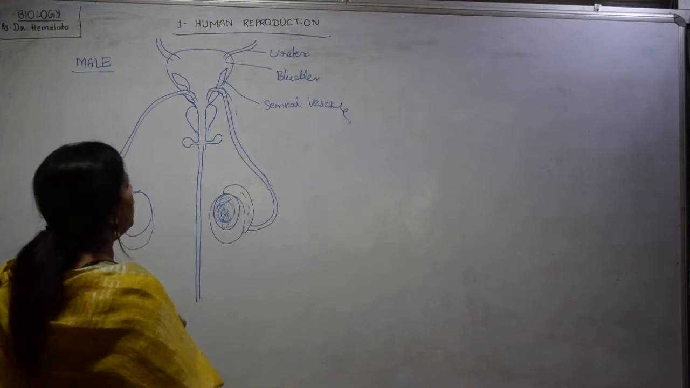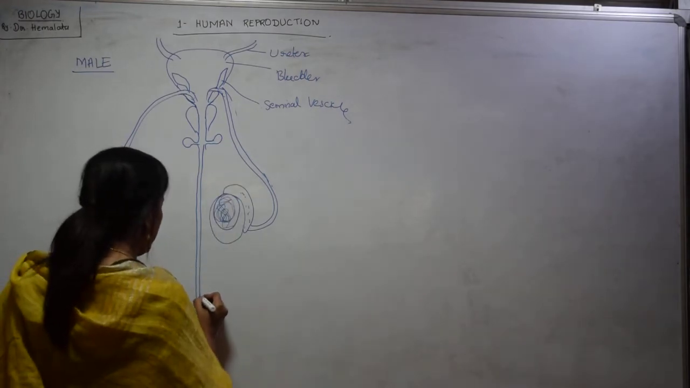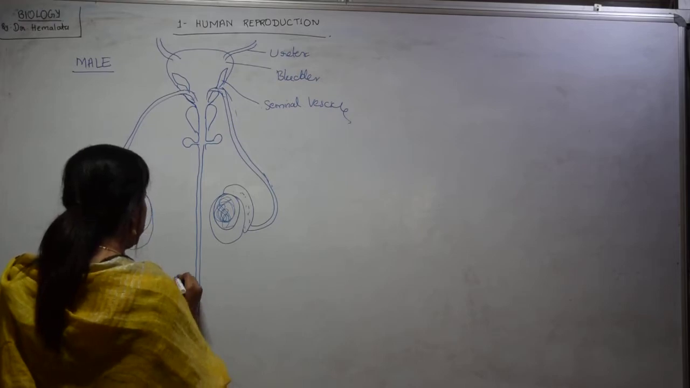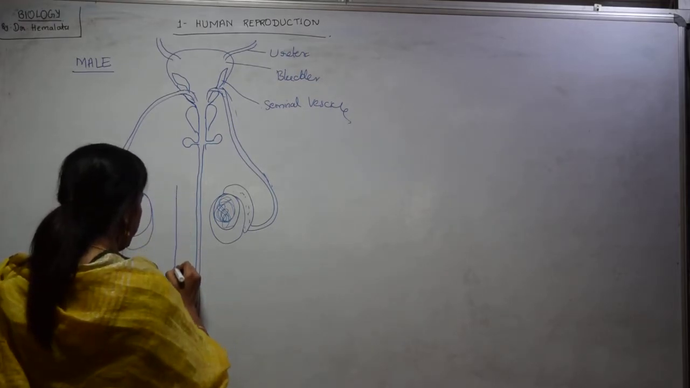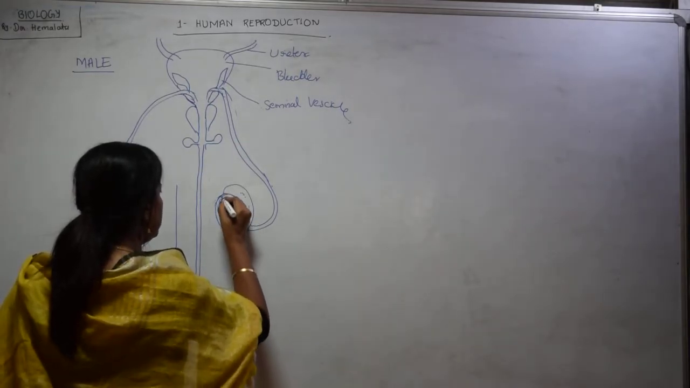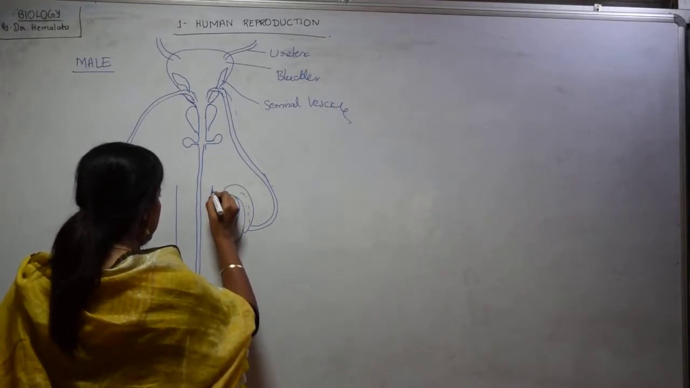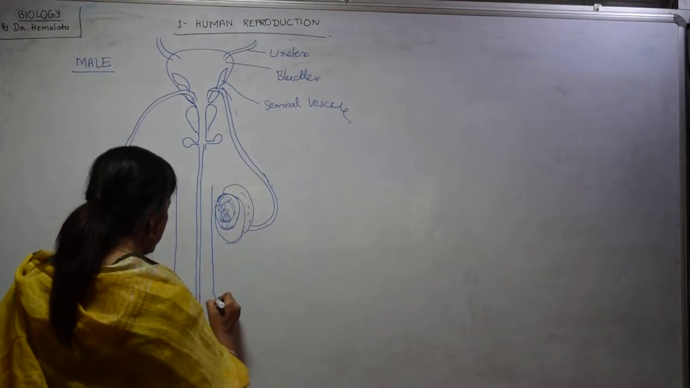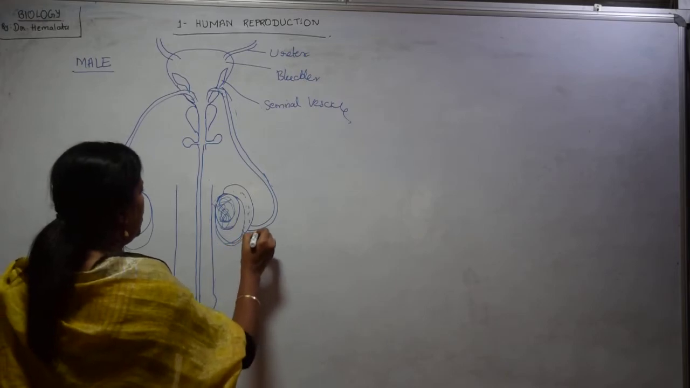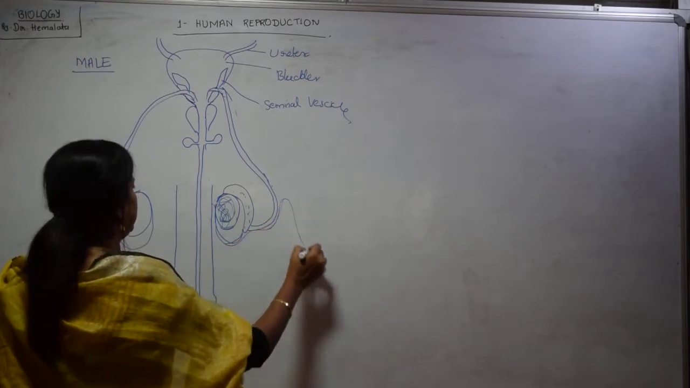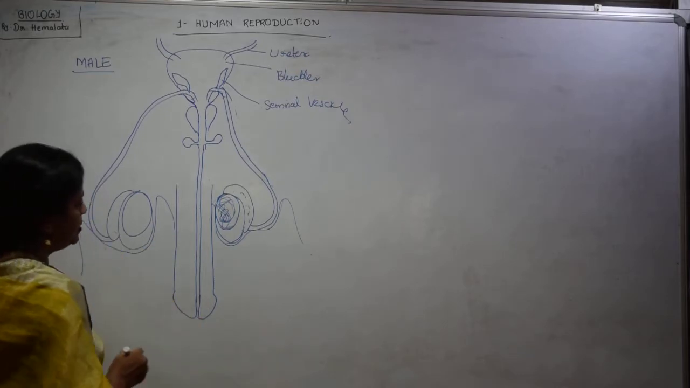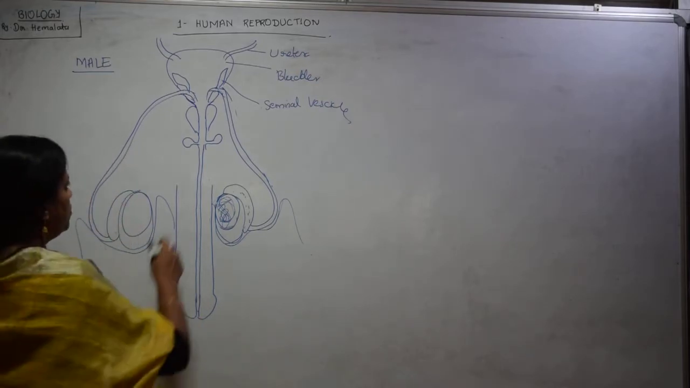Then the urethra will lead to the last portion, that is the penis. What I am drawing is the penis structure. Let me draw this aside a bit. So this is the penis structure, right? Here is our body cavity. Like this. So this is the male reproductive system.